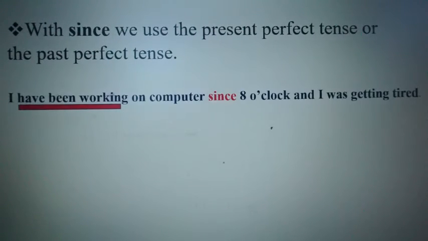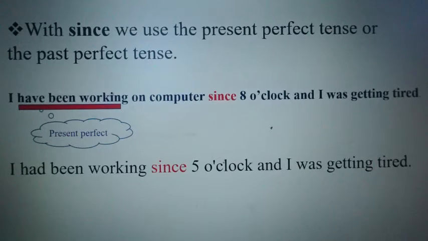Example: "I have been working on the computer since 8 o'clock and I was getting tired." So "I have been working" is the present perfect continuous. And number two, "I had been working since 5 o'clock and I was getting tired." So "I had been working" is the past perfect.